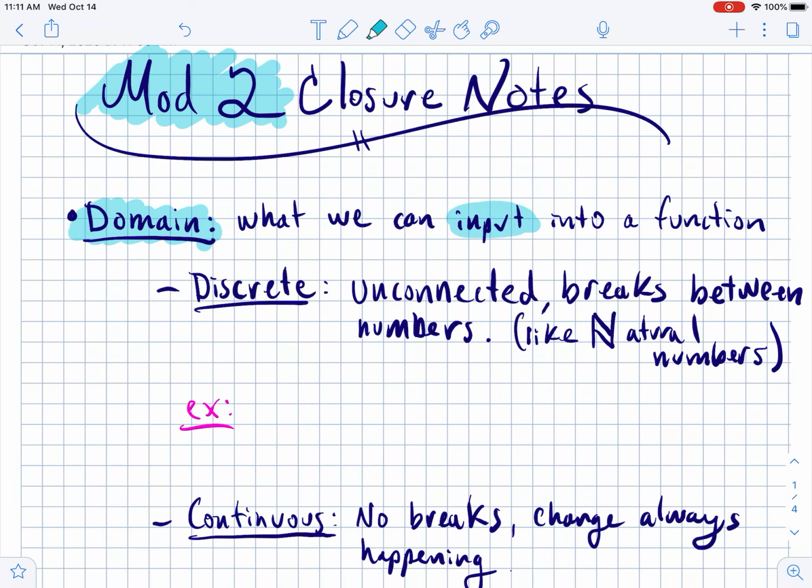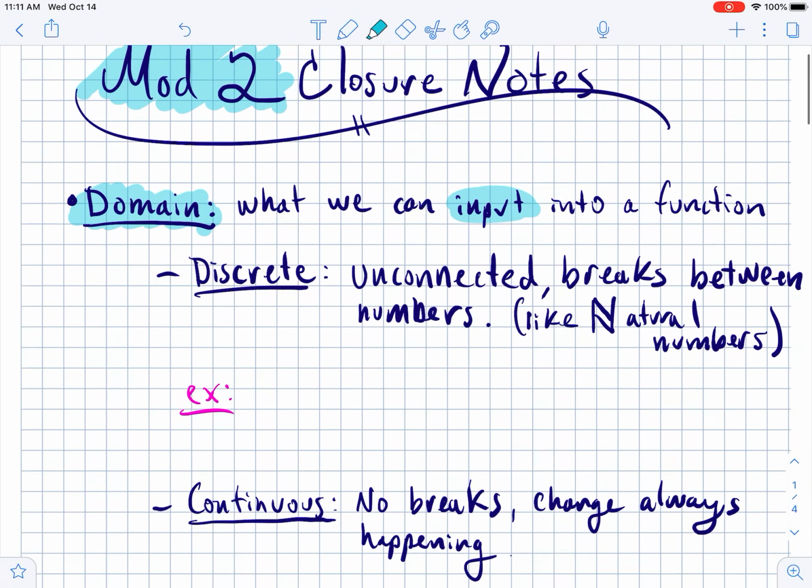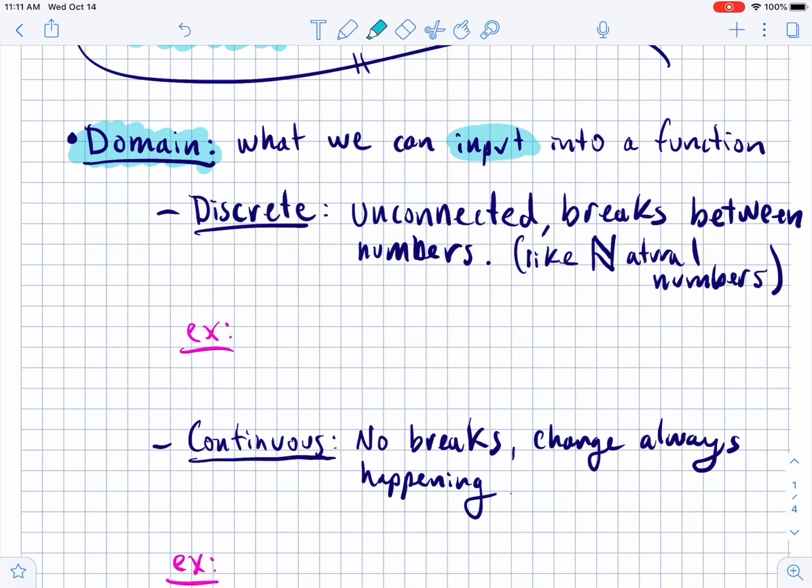Remember, domains are everything that you can put into a function, or the inputs. Sometimes it's time. Sometimes you're counting boxes of library books. Like, those are all domains. They're the X's that go into the function. There's two different types of domains. There's discrete and there's continuous.